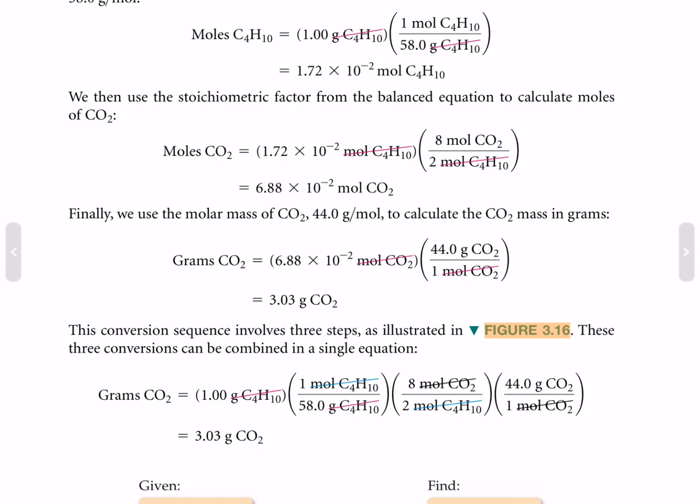These 3 conversions can be combined in a single equation. Grams of carbon dioxide: you start with 1 gram of butane. There are 58 grams of butane per mole, so you go to moles first. Then you go through the balanced equation and you find that there's 2 moles of butane for every 8 moles of carbon dioxide produced. Moles cancel. Now you go back through the periodic table, and there are 44 grams of carbon dioxide in every mole. Moles cancel with moles. When you multiply it all, you'll get 3.03 grams of carbon dioxide.